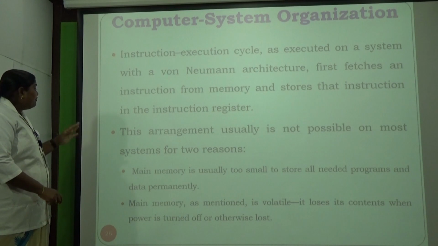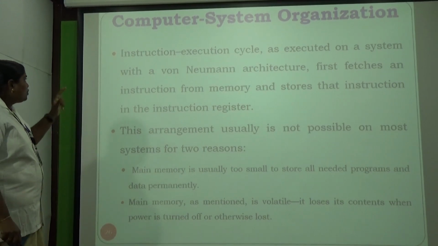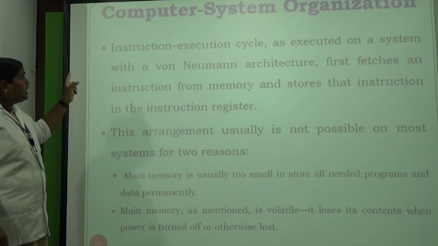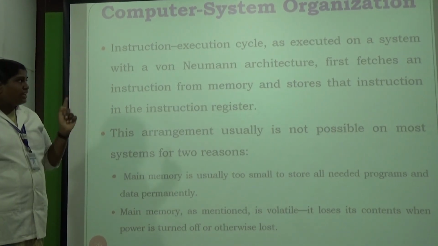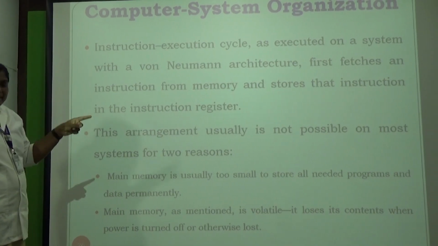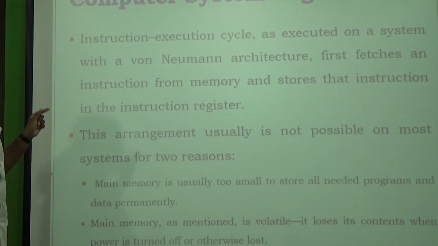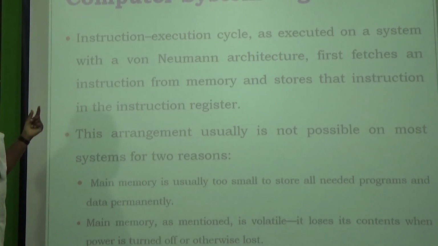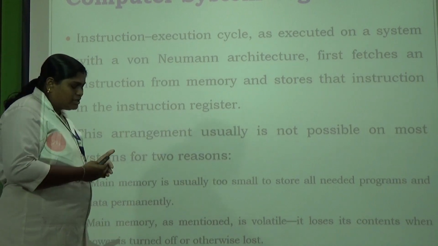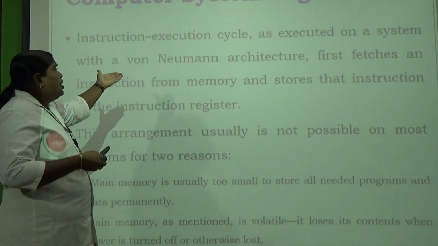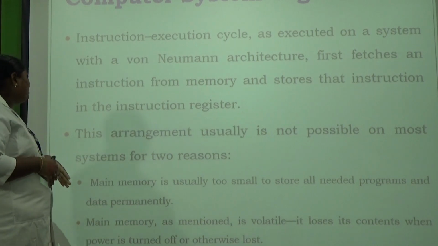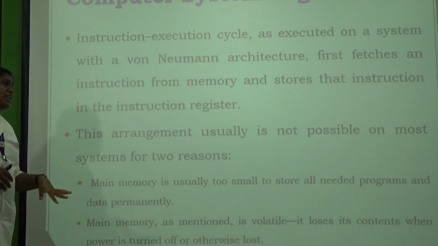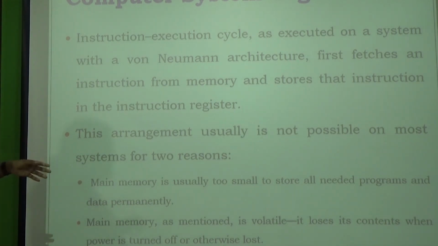In this we have two things. One is the instruction execution cycle, which executes on a system with von Neumann architecture. It first fetches an instruction from memory and stores that instruction into the instruction register, and then it will arrange. It is not always possible for most systems, for two reasons. One is the main memory, because it usually stores a very small amount of data, right?